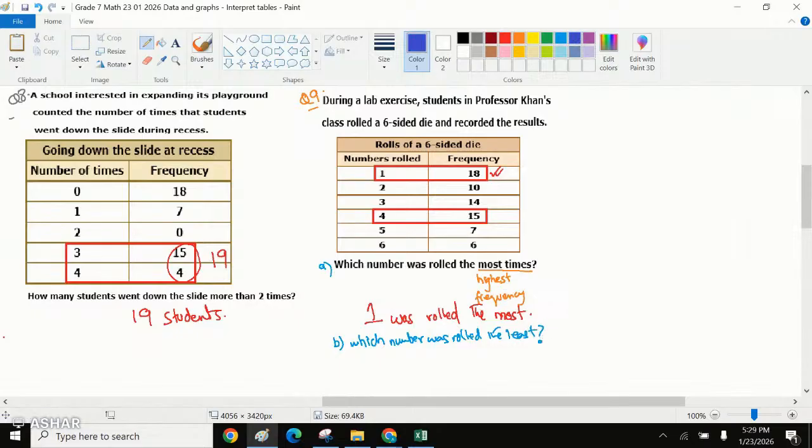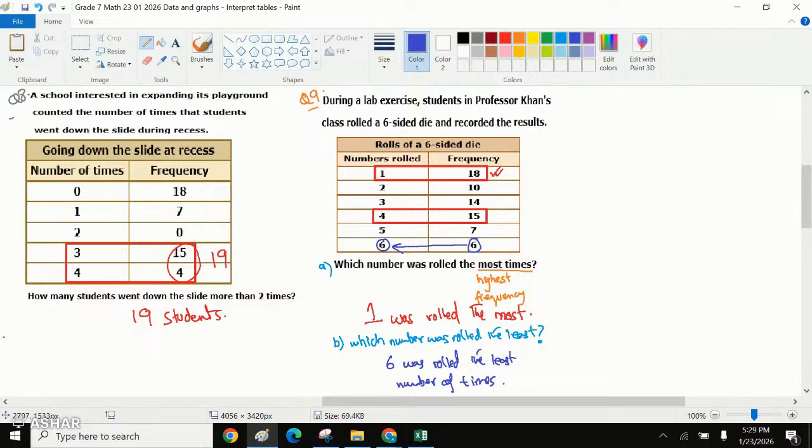So we would start looking for the lowest frequency. These are above 10. Then we have below 10, right? So we can say 6 was rolled the least number of times, since 6 has the lowest frequency. And by chance, in this case, 6 was rolled 6 times. So it could be a 6, it could be any other number, right?